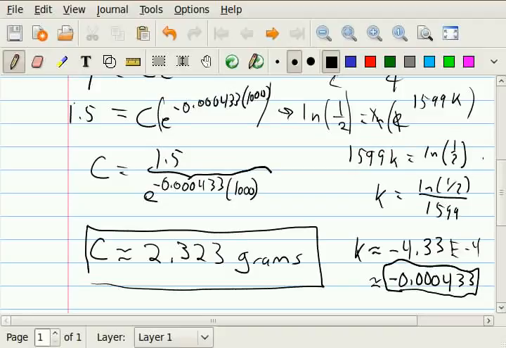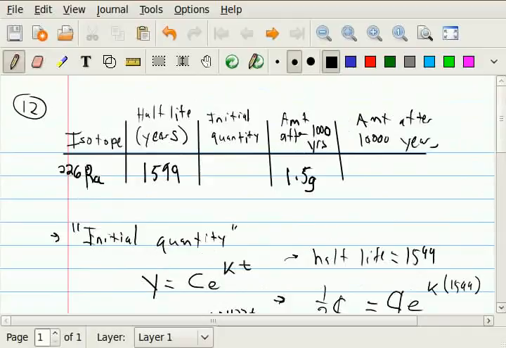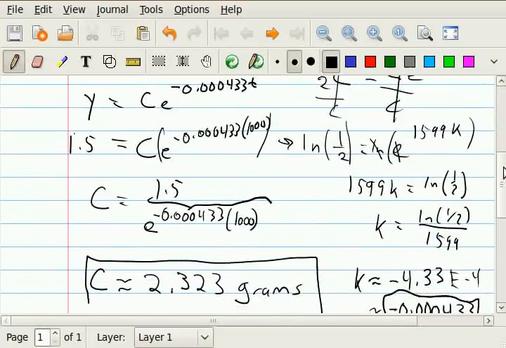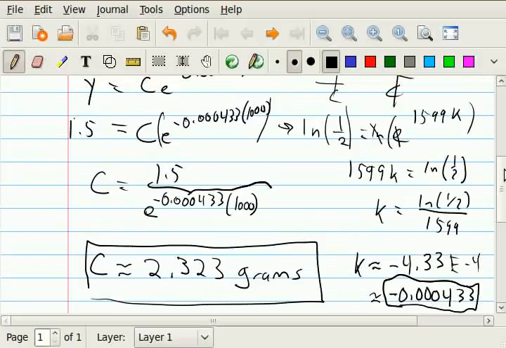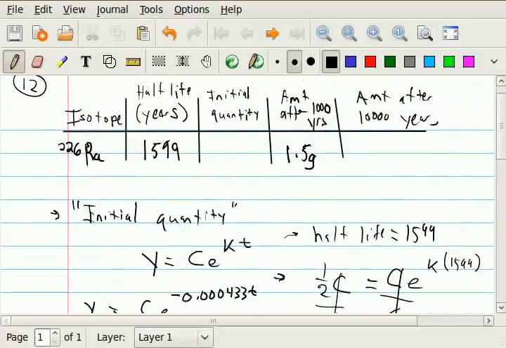Now let's think about that a minute. The half-life is about 1,600 years. So after 1,000 years, we shouldn't quite have halved the amount of material we have. Does this make sense? We're starting with about 2.3 grams. Well, if the half-life is 1,600 years, in 1,600 years we'd have half of that, just like 1.1, 1.2 grams. So after only 1,000 years, we should have a little bit more left still, and they told us 1.5 grams. So yeah, that makes sense. We're not quite down to half of what we started with.